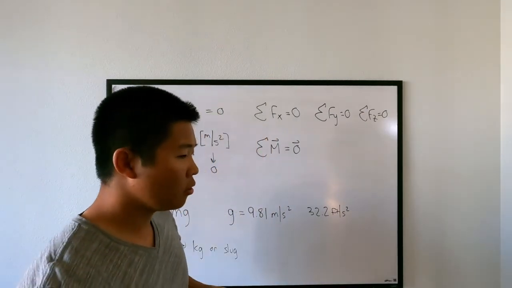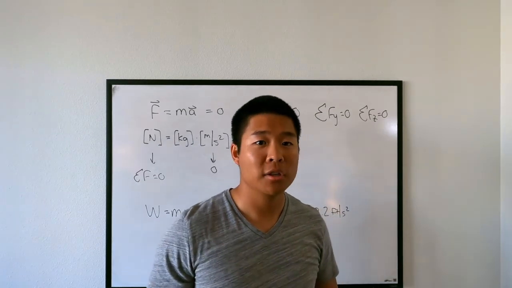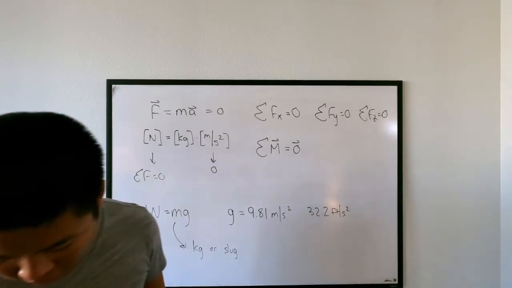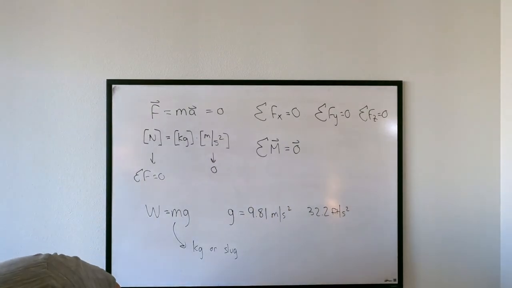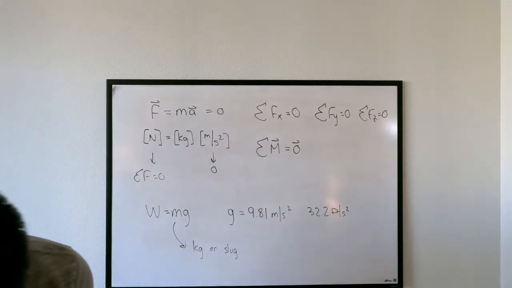So if it says, oh, I weigh 165 pounds, in order for me to get the mass, the usable mass for the problem, I have to divide it by 32.2. Okay. So the last thing I want to talk about before wrapping it up is moment.